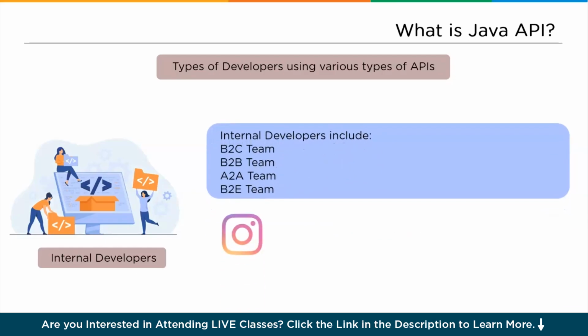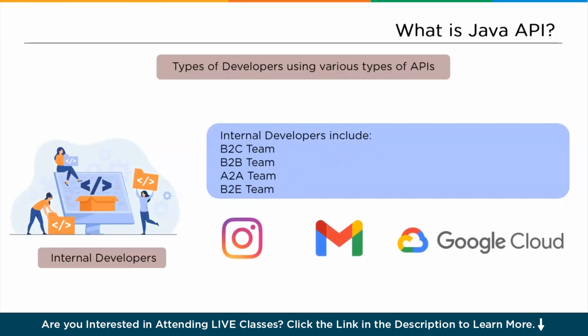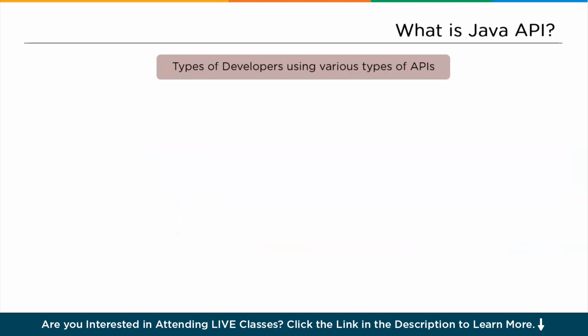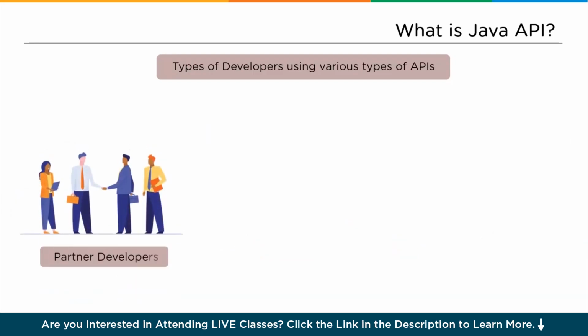So internal developers majorly include B2C teams, B2B teams, A2A teams, and B2E teams. Some of the major companies that provide the internal APIs are Instagram, Google Mail, and Google Cloud Virtual Machines. Next we have the partner APIs.